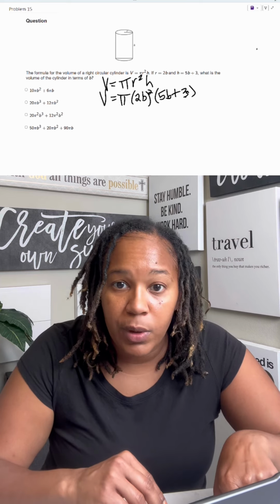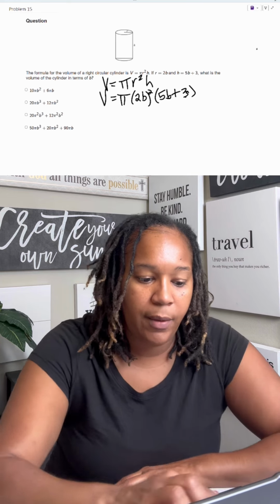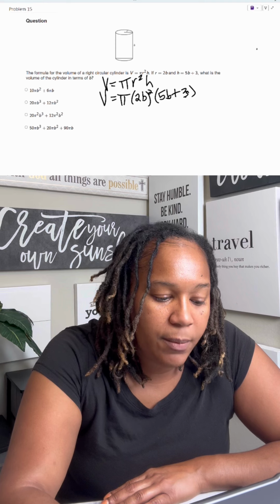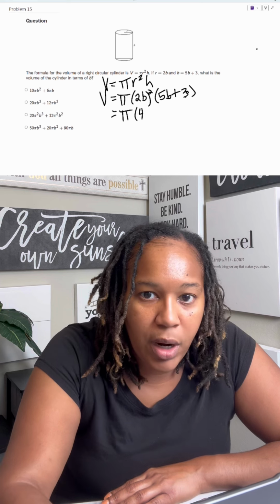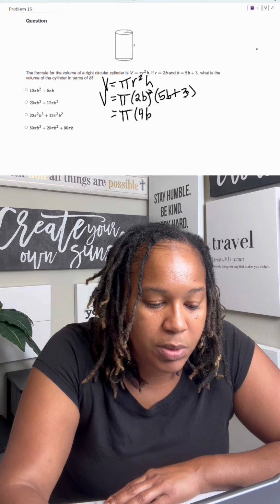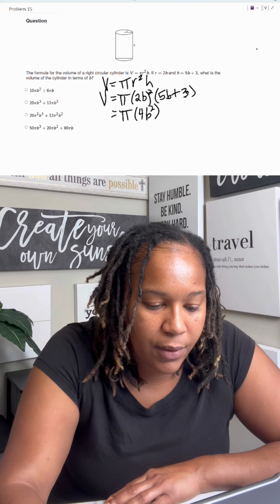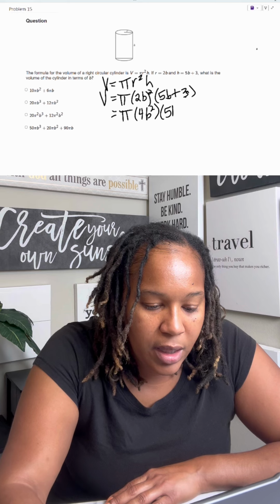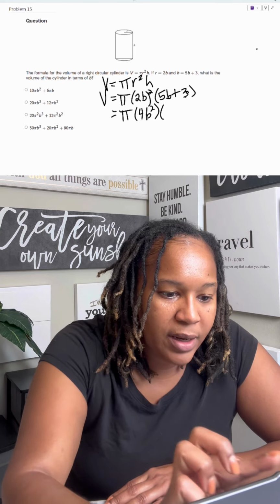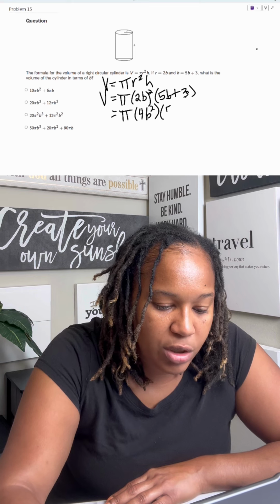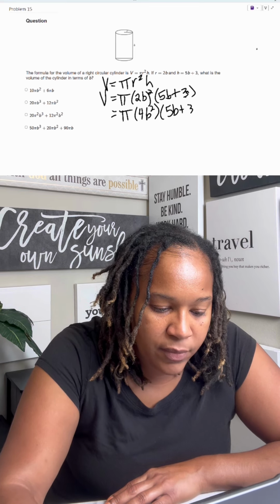So really what we want to do first is the exponent, okay? So (2b) squared, since the 2 and the b are both in parentheses, means you square both of those. You square the 2, which is 4, and then you square the b, which is b squared, all right? And so now what you want to do is distribute that 4b squared.